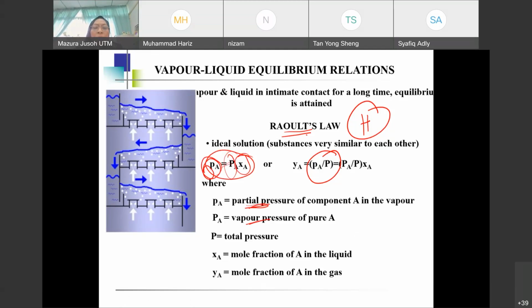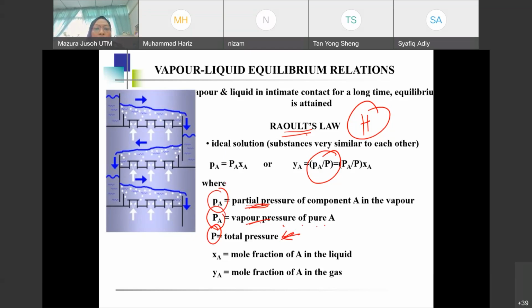So don't be confused with the capital P and the small p. The small p is the partial pressure. Okay, this one. The capital P is the vapor pressure of pure A. But the capital P alone without A or B, that's actually the total pressure of the mixture. Right?